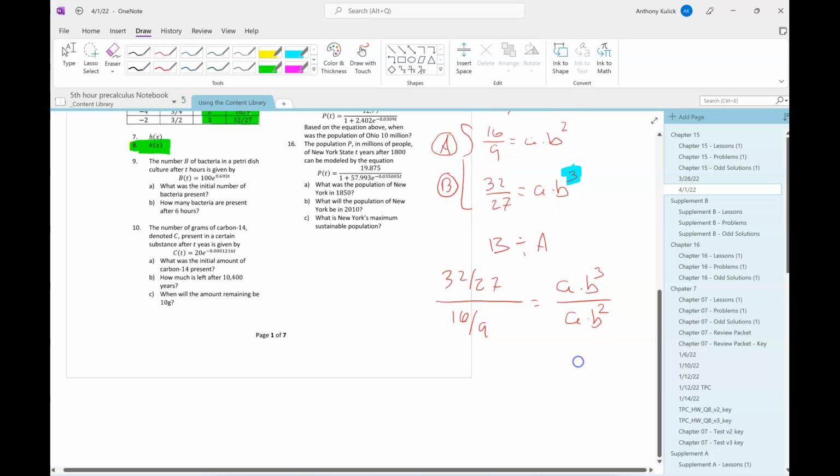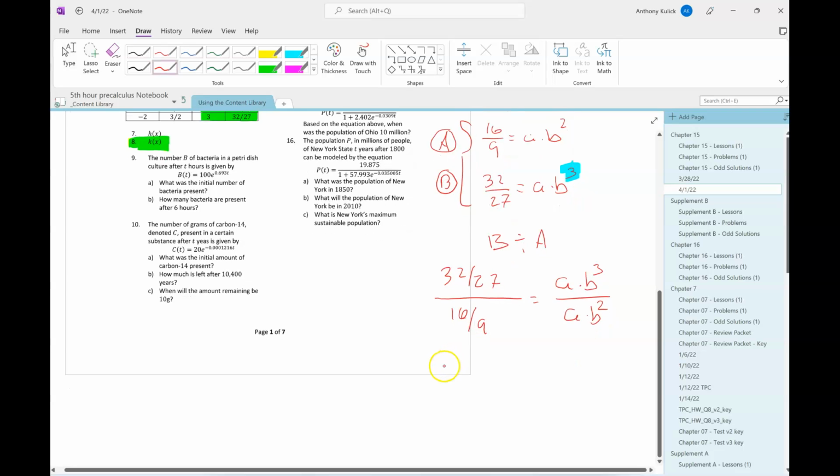Okay. Let's simplify the fraction here on the left. To divide 2 fractions, we take the numerator and multiply by the reciprocal of the denominator. So 9 goes into 27 3 times. 16 goes into 32 2 times. And on the right-hand side, the A's reduce and the B's reduce, leaving me with just a B to the first. Is that okay?